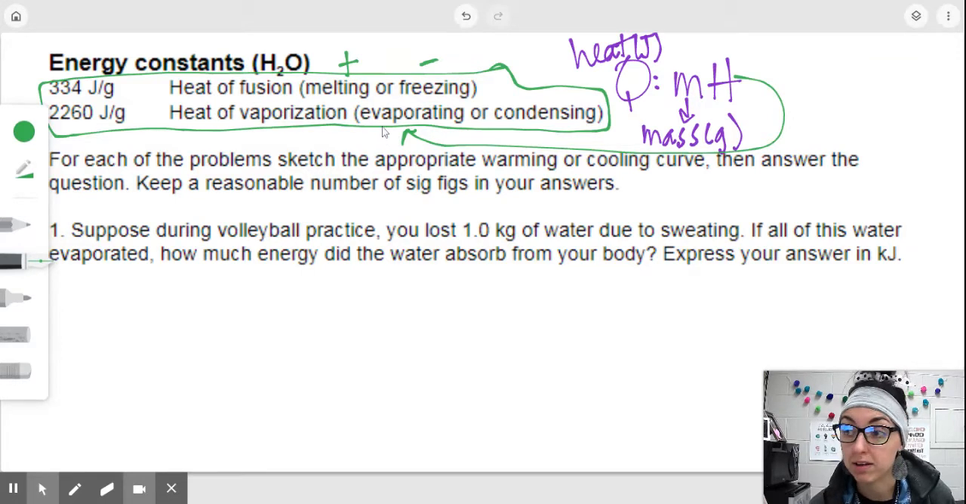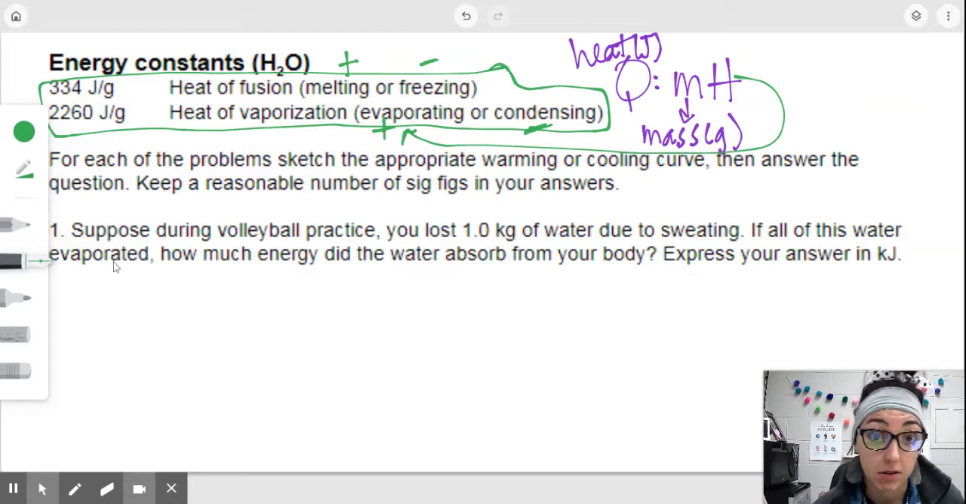Same for heat of vaporization. That would be positive for evaporating and negative for condensing, because we have to put energy in to evaporate something, but we have to take energy out to condense something. So it's really important that you pay attention to those signs. Remember that Q is a vector value. It has a magnitude and a direction. So that positive or negative tells us heat in or out, endothermic or exothermic. Keep that in mind.